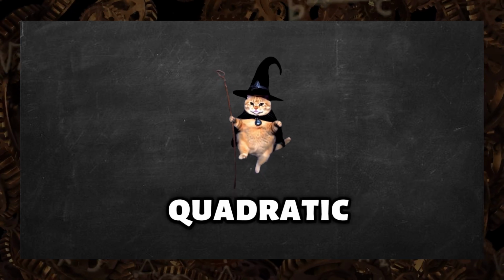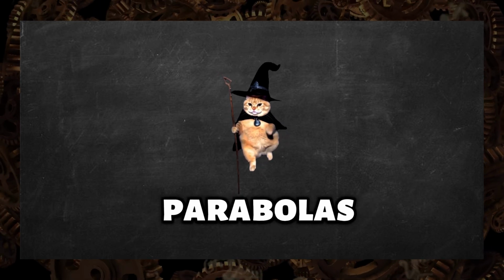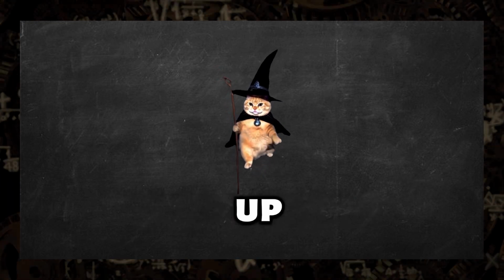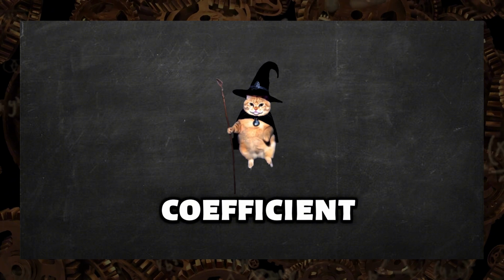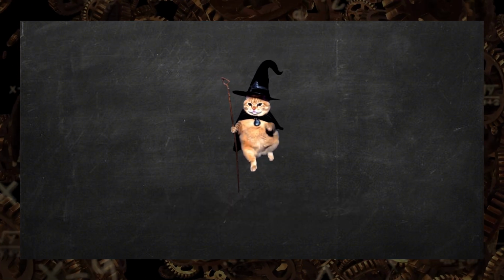into f. Quadratic functions, like y equals x squared, graph as parabolas, symmetric curves opening up or down based on the coefficient sign, with vertex at the minimum or maximum point.